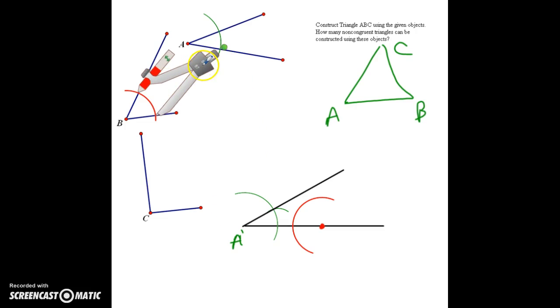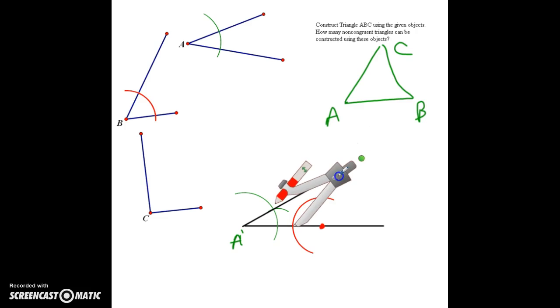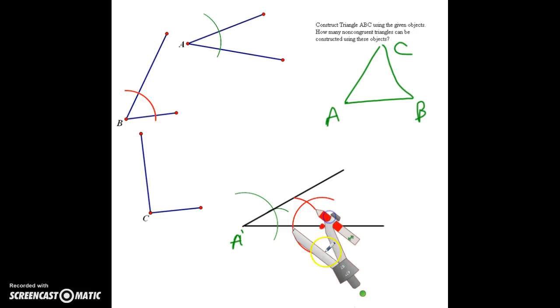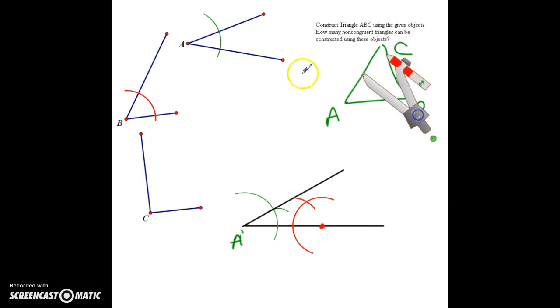Oh, that's a coincidence that it happens to be the same. Place it on the intersection. Make sure it's going to cross my other arc. And then grab my straight edge. Oops, that's a little bit off. Let's try that again. And that would be corner B.